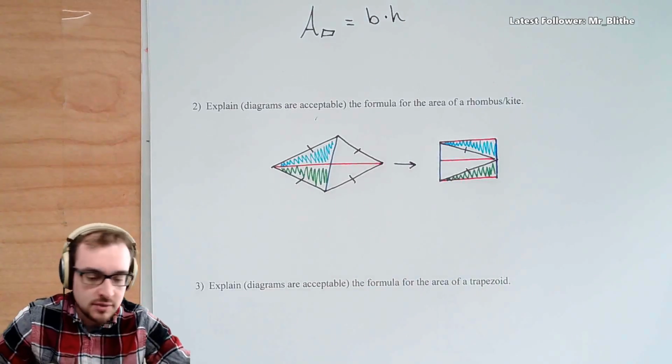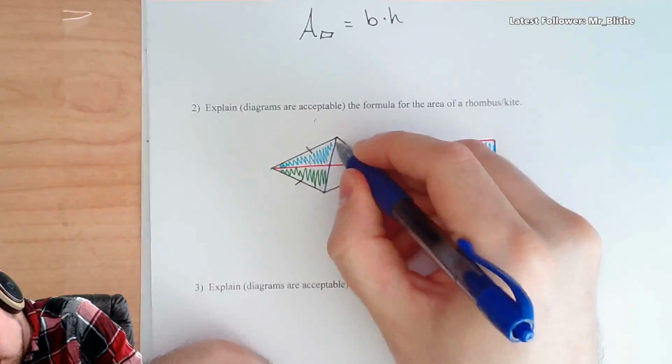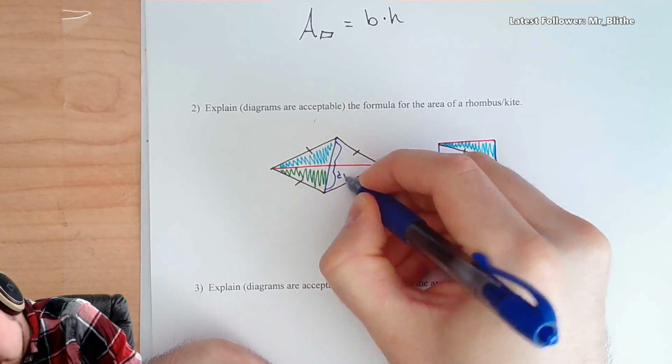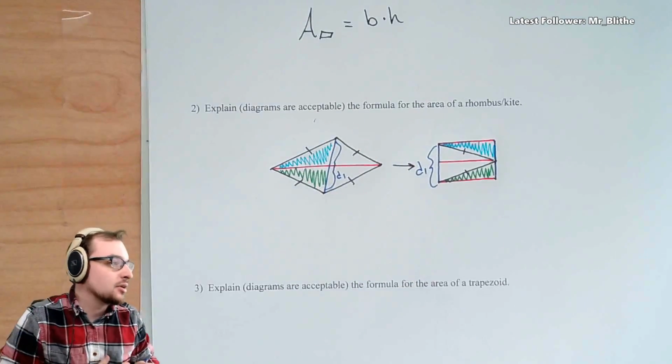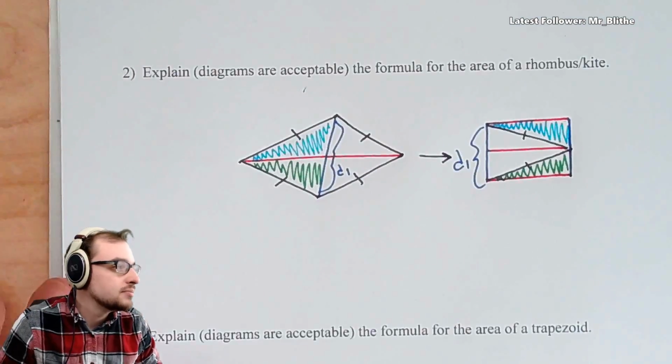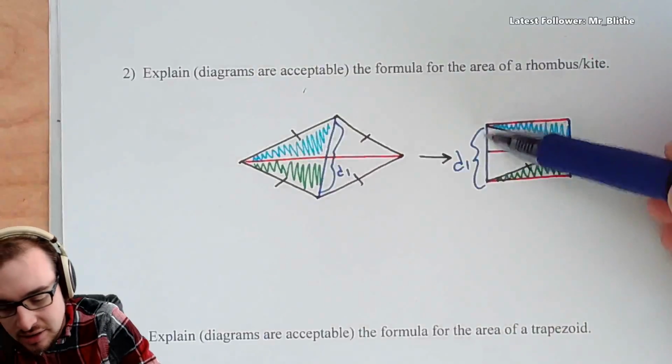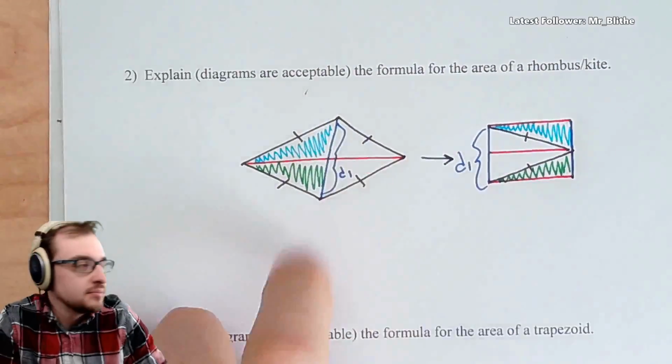Yep. So you'll notice that our diagonal 1 here, let's call that D1, is the same before and after. We didn't cut that diagonal at all. Let me zoom in a little bit. That length right there stayed the same here. We didn't cut it at all.